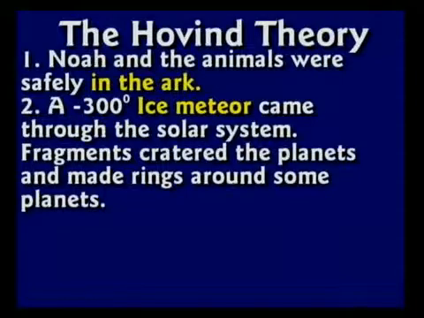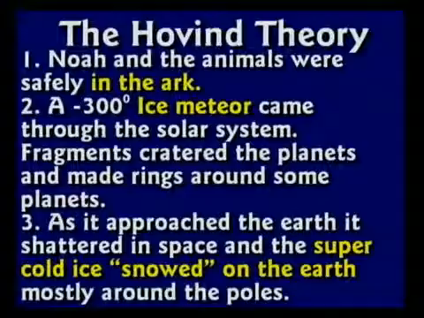Number 2, a 300-degree below zero ice meteor, in space is full of ice comets, came flying through the solar system and began to break apart. As it broke apart, some of the fragments got caught and became the rings around other planets. Saturn, Uranus, and Neptune have rings around them, ice rings. We'll get into that in a minute. And some of the fragments hit the planets and caused craters like the moon. And some of the fragments hit the Earth and landed on the North and South Pole, freezing the mammoths.